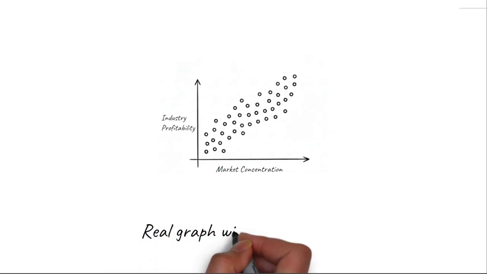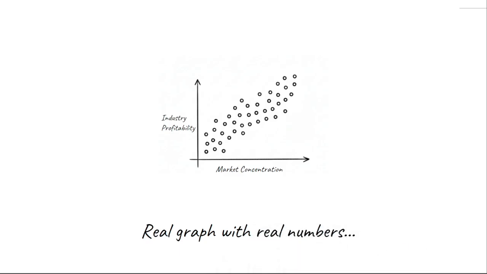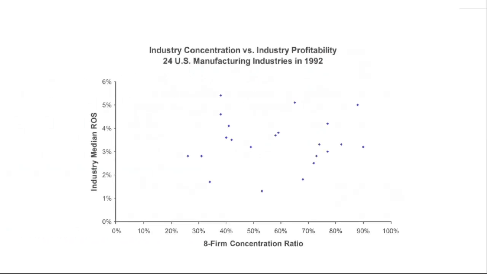But when we draw a real graph with the real numbers, what do we actually see? This is what we actually see. This graph shows industry concentration versus industry profitability in 24 U.S. manufacturing industries for 1992. The horizontal axis shows the 8-firm concentration ratio, which is just a fancy way of saying what was the combined market share of the 8 largest companies competing in the industry. And the vertical axis shows the industry's median return on sales.